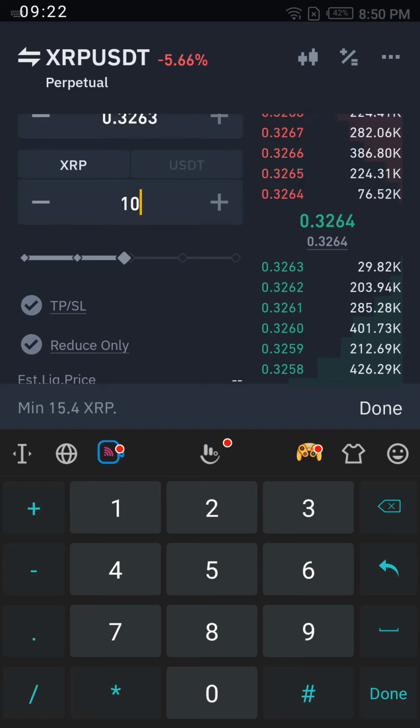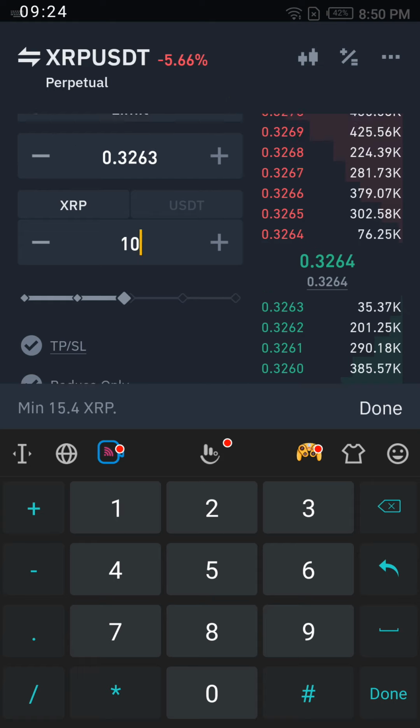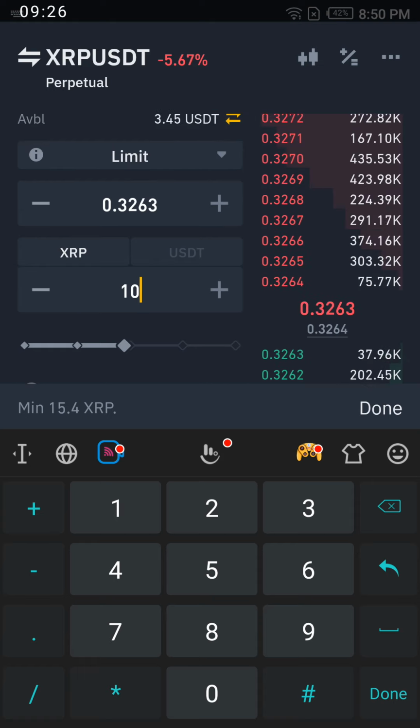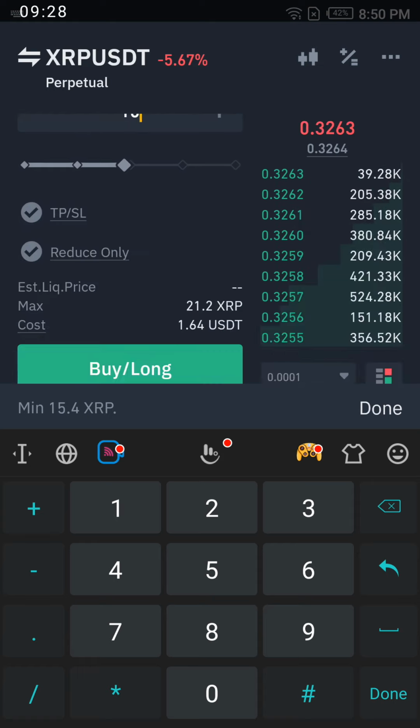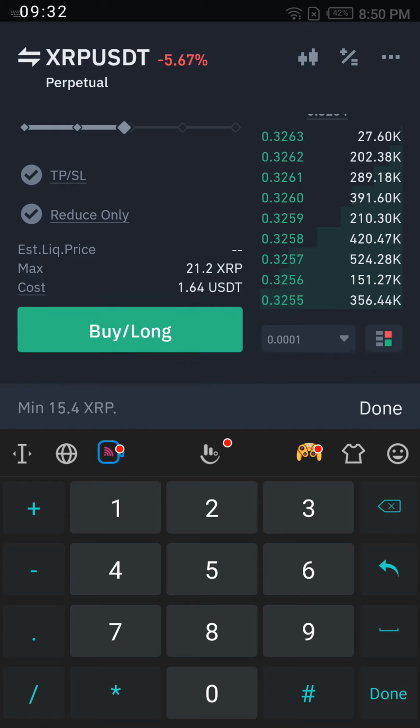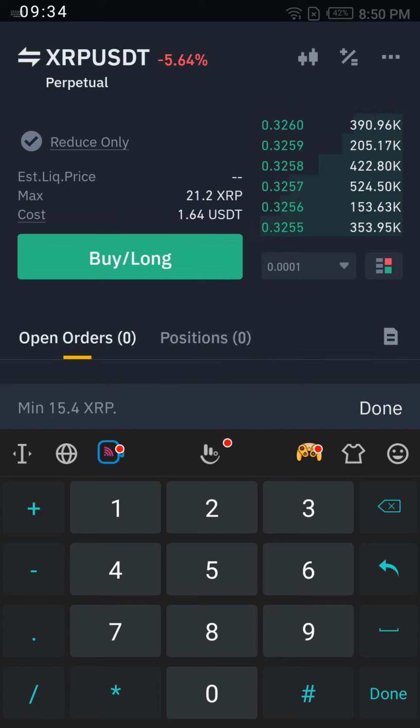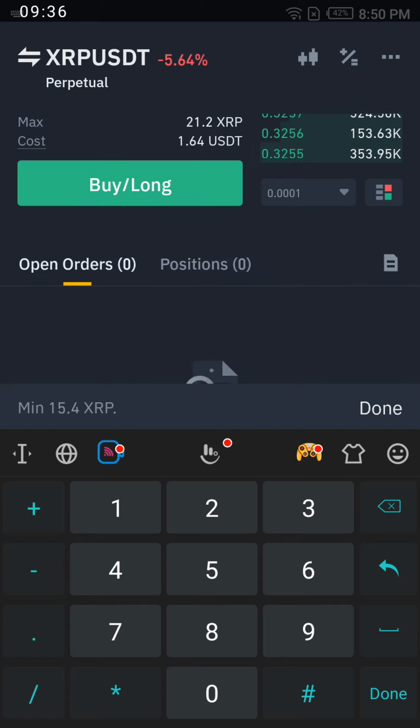But for this 10 I'm going to enter, I'm going to buy 21.2 repo. Remember, I'm only putting 10 here because I'm using the leverage of times 2. They will now times it by 2 the value of that 10. So the cost price is 1.64 USDT. So I click buy.